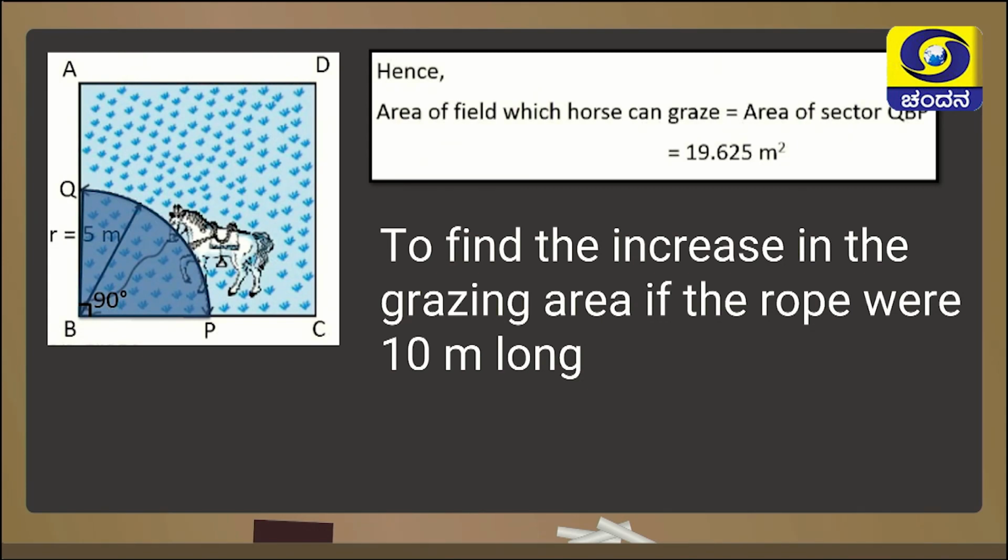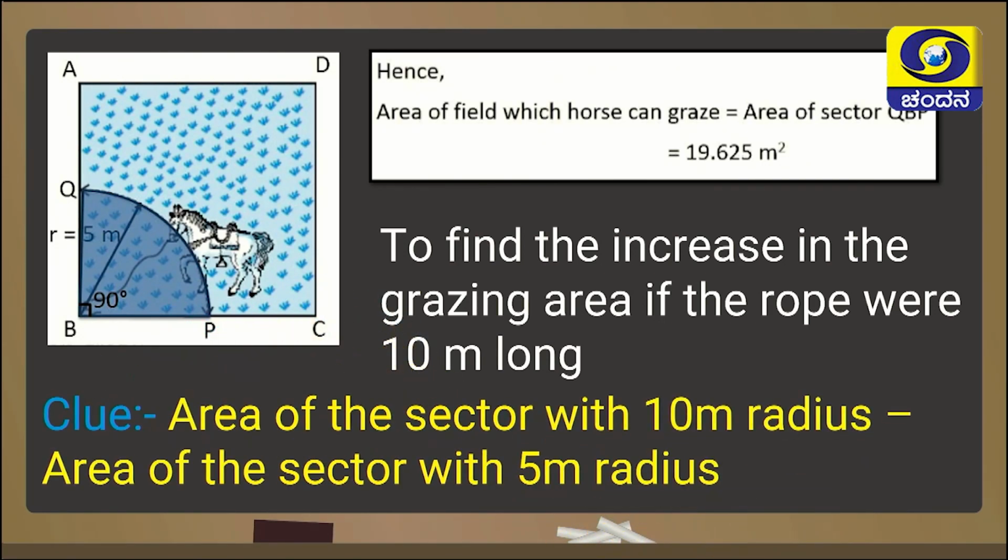I am going to give it to you to do the problem, yes, but I will give you the clue. This clue will help you to solve the second section of this problem. How to find the increase in the grazing area? First find the area of the sector with 10 meter radius. Then subtract the area of the sector with 5 meter radius, that you already know. You have to find only the area of the sector with 10 meter radius.